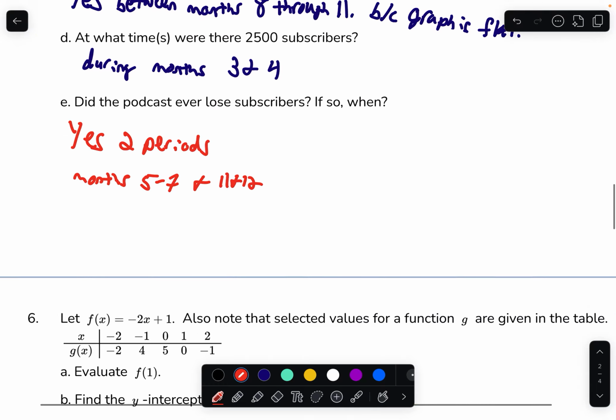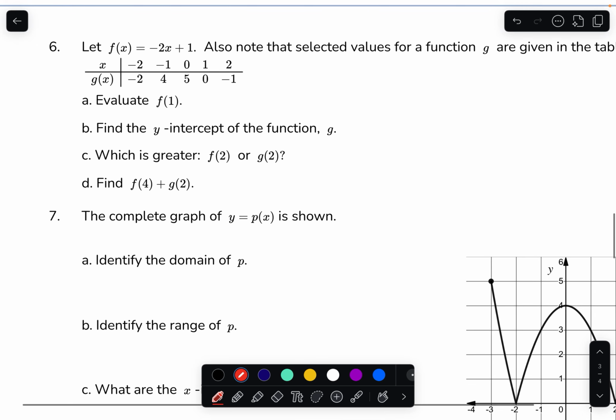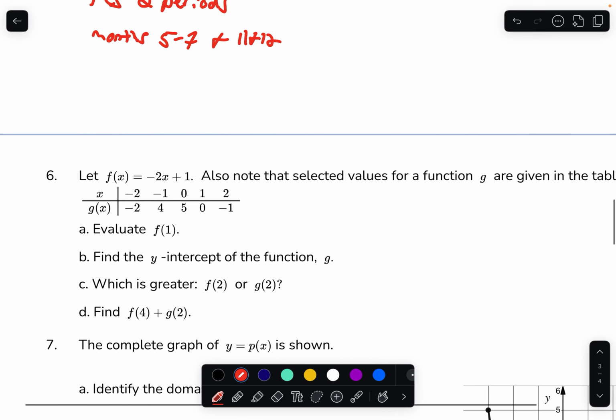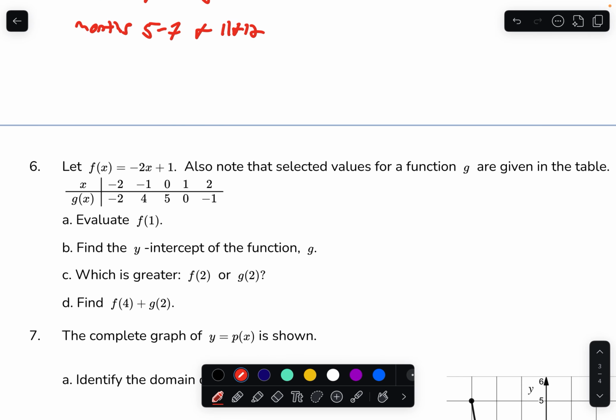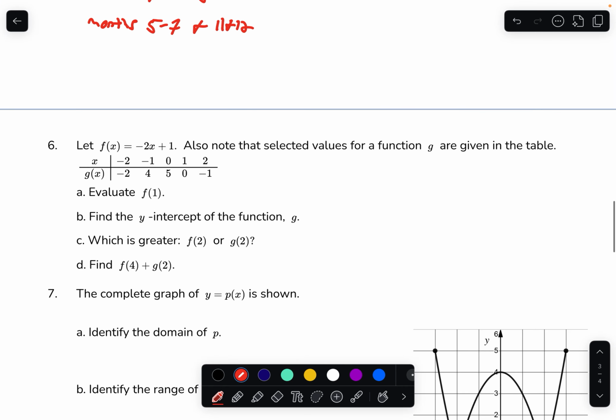Okay, there you go. Question 6. Now, if you're wondering how many questions, there's 7. So question 6, let f of x equals negative 2x plus 1. Also note that selected values of the function g are given in the table. So here's a table method or listing of values, and they call that g, so I'm just going to make it big. G of x is the table, and I'm going to write over here f of x is this equation.